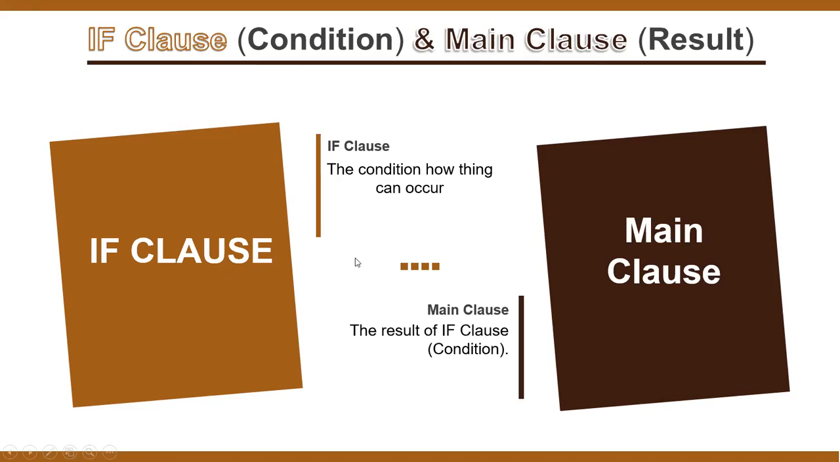For example, "If I had much money" is the if clause. That is syarat. Syarat untuk membeli rumah ini, I must have much money, right? That is the condition for buying this house. And the main clause is the result: "I would have bought that house." This is the if clause, and this one is the main clause.